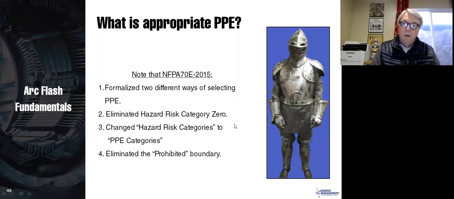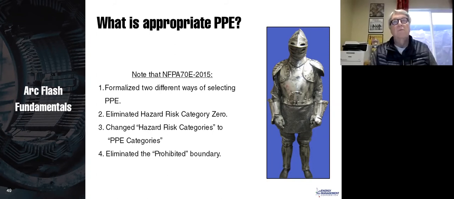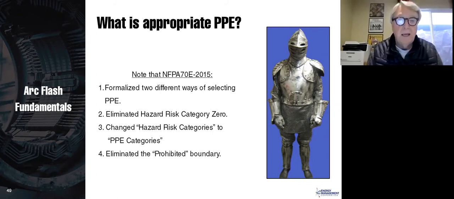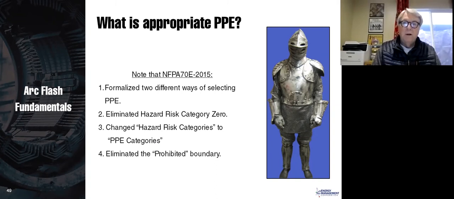Next, they changed hazard risk categories to PPE categories. Oh, thank you very much. So that makes it a little bit more confusing. Those are the same thing. And many times you will see HRC, that means hazard risk category. A lot of your older stickers are going to say HRC. Newer stickers will say PPE. It's the same thing. And admittedly, I like the PPE categories better because I think it's a little bit more obvious what they're talking about. But you just need to realize that those are the same thing.